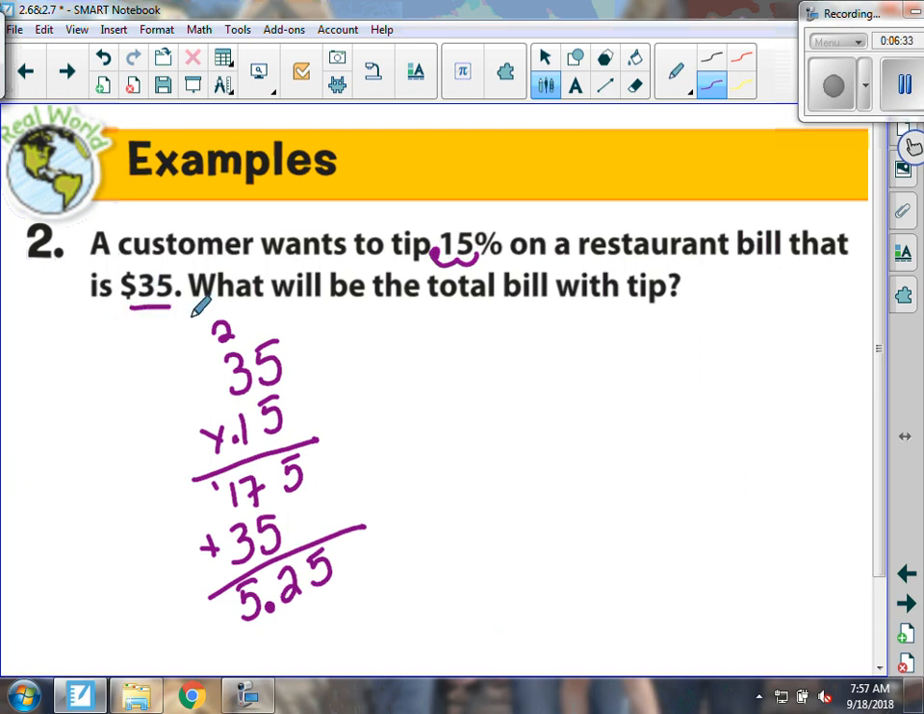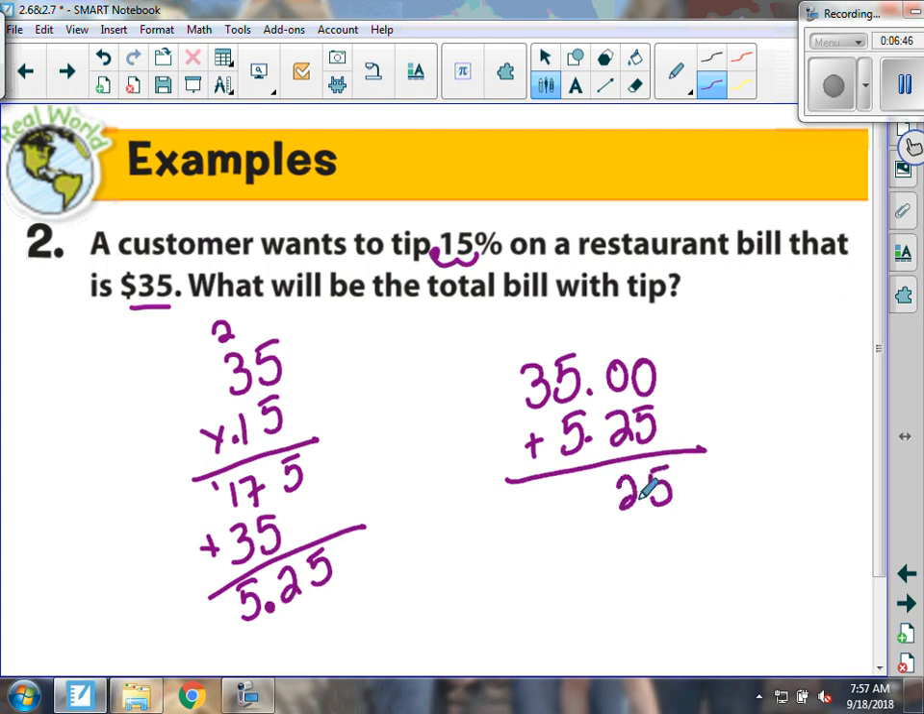So we need to add that to our $35 bill. So $35 plus $5.25. We need to line up our decimals when we add. 5 plus 0 is 5. 2 plus 0 is 2. Bring down my decimal. 5 plus 5 is 10. 3 plus 1 is 4. So here is the total bill with the tip. It's $40.25. So although we've given it a different name, we're adding a tip now. We do the exact same thing as if we were adding sales tax.